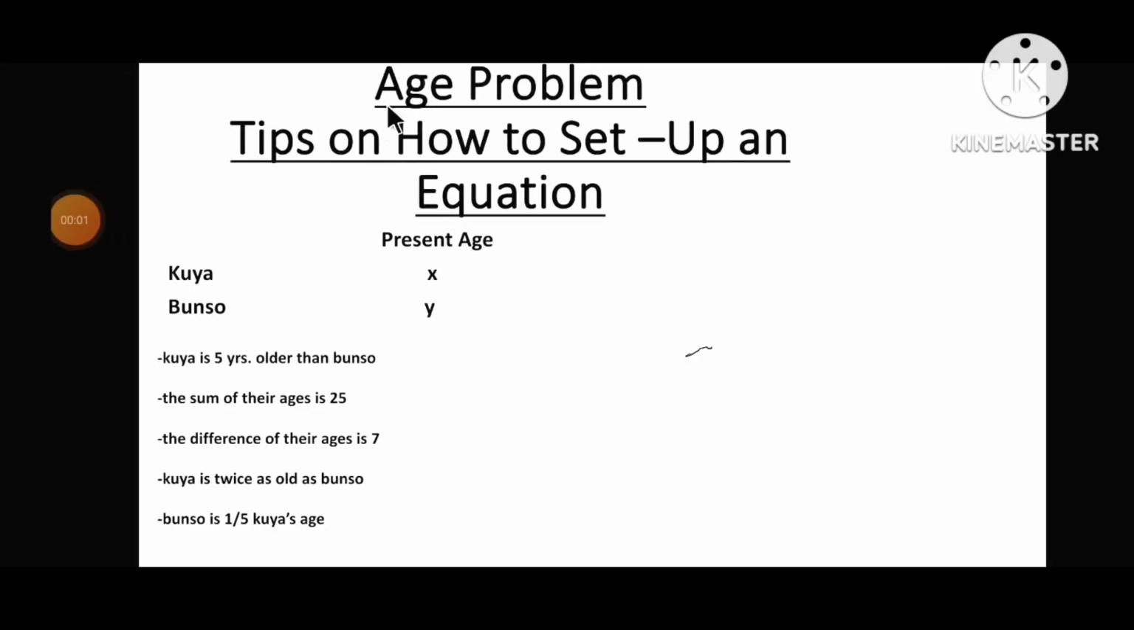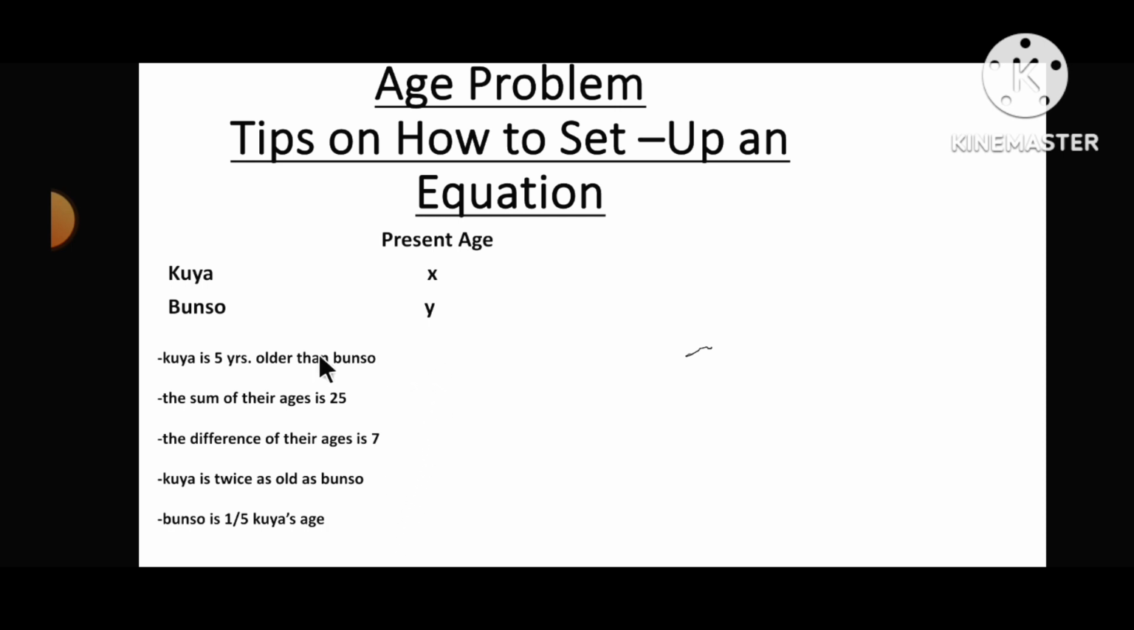Okay, in this video, I'll teach you how to solve age problems. But first, let me give you some tips on how to set up an equation, because this is often a problem for students. If we denote the present age of Kuya by X and the present age of Bunso by Y, how do we write in symbols the following statements?